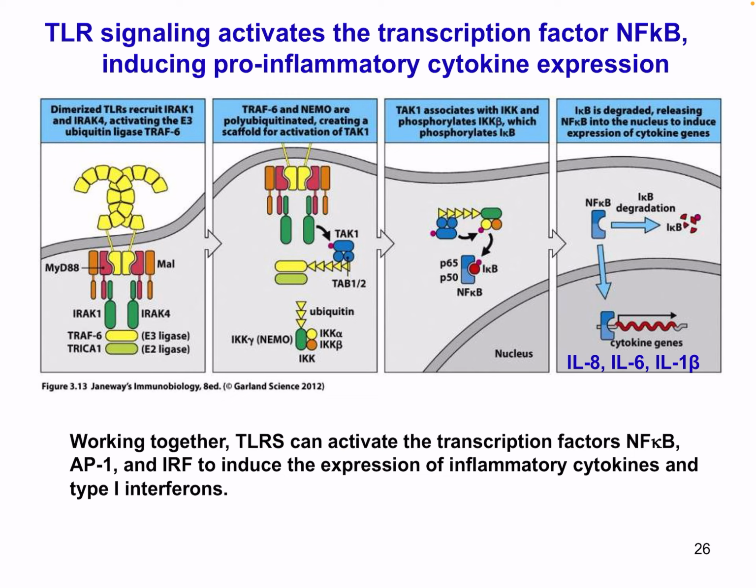So here we can just follow along the things we just discussed with TRAF6 and the ubiquitin ligases. Then we have NEMO, polyubiquitinated, creating a scaffold. TAK1 associates with IKK and phosphorylates IKK beta, which phosphorylates I-kappa B, releasing NF-kappa B. So these are the main cytokines that you see activated, including IL-8, IL-6, and IL-1 beta, which are all pro-inflammatory. Working together, the TLRs can activate the transcription factors NF-kappa B, AP1, and IRF to induce the expression of inflammatory cytokines and type 1 interferons.